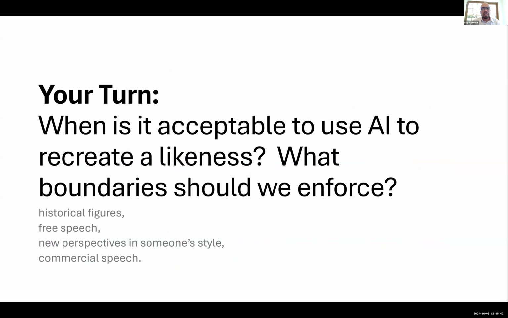All right, so those are your catalysts. And the question to you again is, when is it acceptable to use artificial intelligence to recreate a likeness? What boundaries do you think that we should all agree to enforce? And as you're having your discussion with your peers, consider the four scenarios and anything else you can think of in that discussion. How does this affect historical figures? And how does this affect free speech? Should we be allowing for new perspectives spoken in someone's style? And should there be some limits or some freedom on commercial speech? And with that, I'm going to stop sharing and open up the breakout rooms.